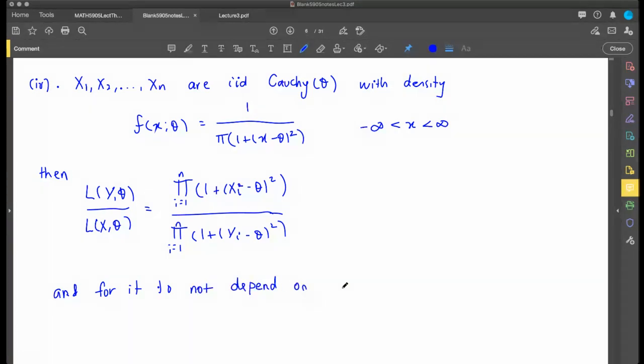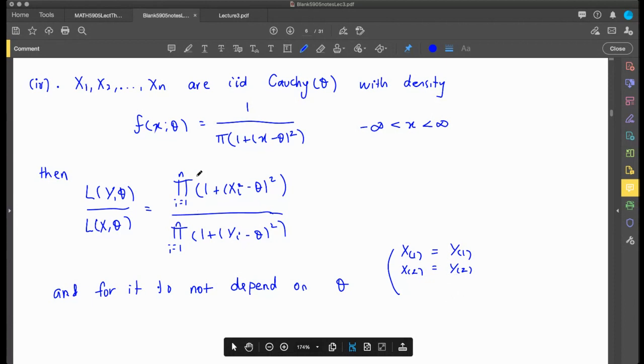Well, it turns out we need in this product, let's take i equals 1. We need x1, the smallest of the x sample, to be exactly the same as the smallest in the y sample. We also need the second smallest in the x sample to be the same as the second smallest in the y sample, so that they cancel out in this product.